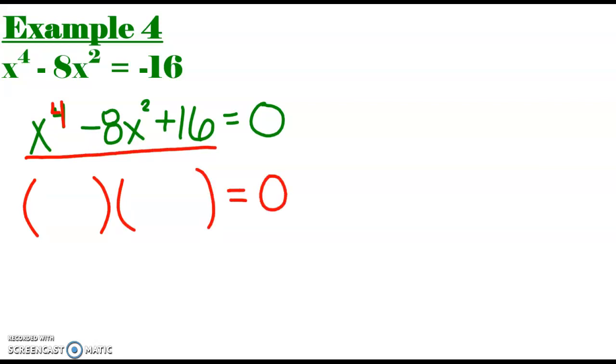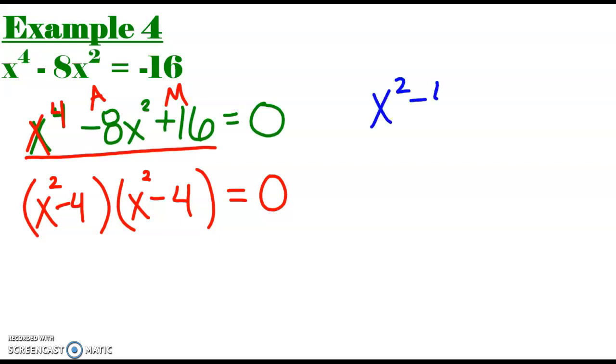The first terms: what multiplies by itself to give you x to the 4th would be x squared times x squared. Then the second part is the same. What multiplies to give you 16 and adds to give you negative 8 is going to be negative 4 and negative 4. Notice your factors are the same. So you actually end up with 4 roots, but you're only going to get 2 distinct answers. Because there's no need to solve x squared minus 4 twice.